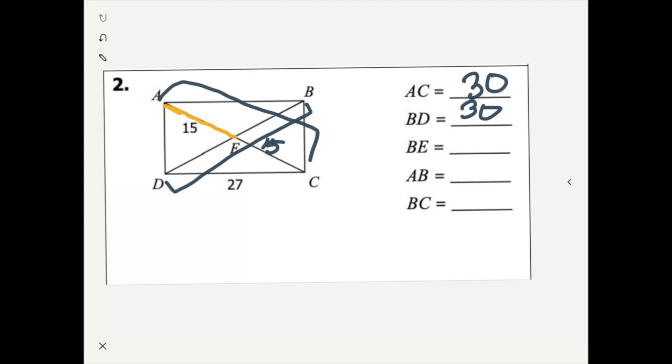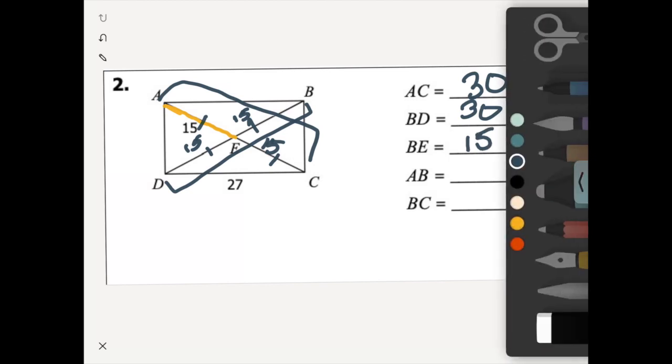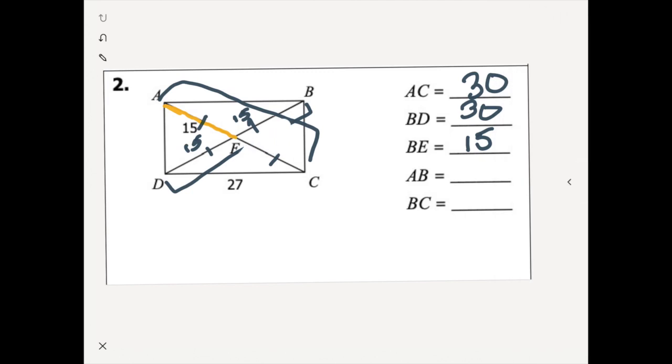Now we need to find BE. If we said that this one is 15 and this one is 15, diagonals are congruent. That means this one is 15 and this is also 15. So that means BE is 15. I'm going to erase all of those. Let's erase those.